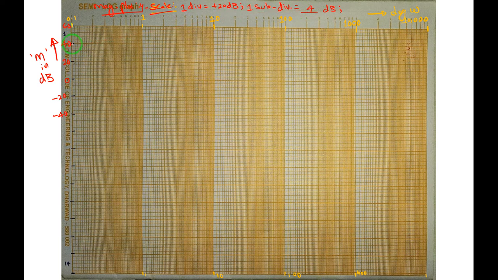Observe here. Now I am here at 40. I will go to the next subdivision, so it is here 44. 44, next 48. 48 plus 4 is 52. 52 plus 4 is 56. 56 plus 4 is 60. Right? I hope you got it now. Yes. This is how to read the scale.